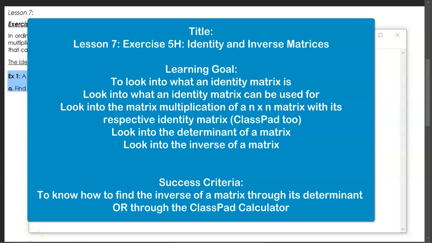This is lesson 7, exercise 5H, identity and inverse matrices. The learning goals for this one are to look into what an identity matrix is, what an identity matrix can be used for, the matrix multiplication of an n by n matrix with its respective identity matrix, also on the ClassPad 2, look into the determinant of a matrix, and to look into the inverse of a matrix. There's quite a few learning goals for this one. And the success criteria is to know how to find the inverse of a matrix through its determinant or through the ClassPad calculator.